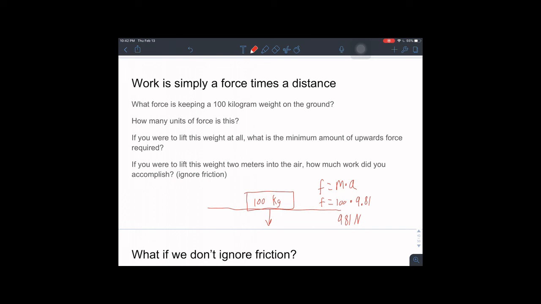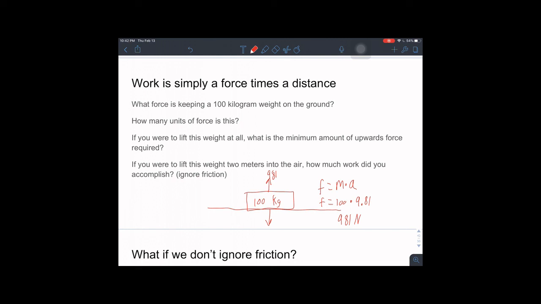If I were to lift this box at all, I would need a hair over 981 newtons to make the net force in the upward direction. However, in physics, we mostly ignore these zeros and just say it takes 981 newtons to lift the box.